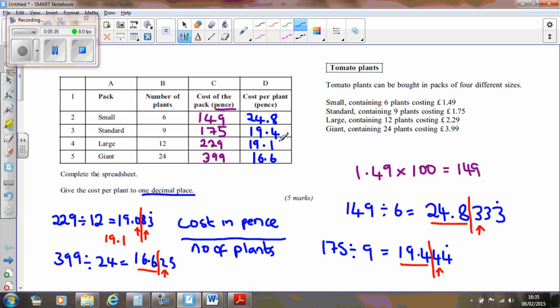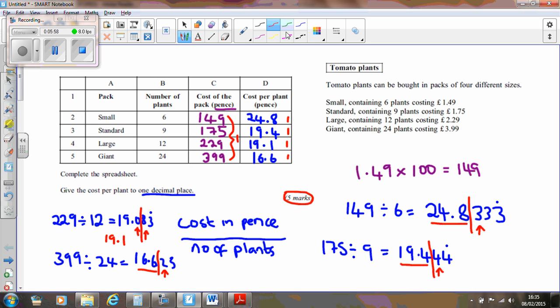Now, the question is asking you to complete the table. So by completing each one of these, you're getting 1 mark. We've got 1 mark for this, 1 mark for this, 1 mark for this, and 1 mark for this. And you're also getting 1 mark for doing all of these, because basically you're just transferring them into the table into pence. If you get all that right, and your rounding is all correct, then you'll have got the 5 marks.